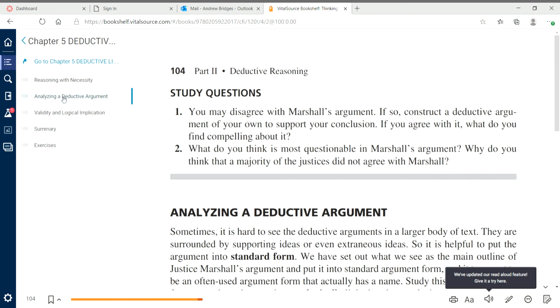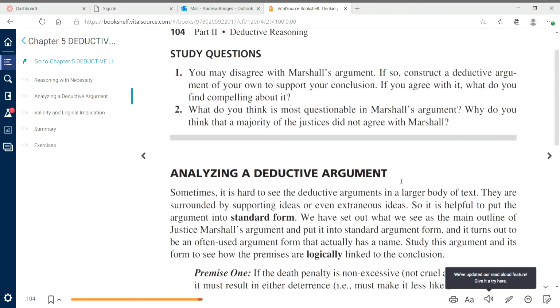And if you disagree, make your own valid argument. What do you think is the most questionable in Marshall's argument? Why do you think the majority of justices did not agree with him? So although his premises seem to be warranted and his logic is valid, the majority of justices did not agree with him. So if you choose that question, try to make sense as to why that is the case.